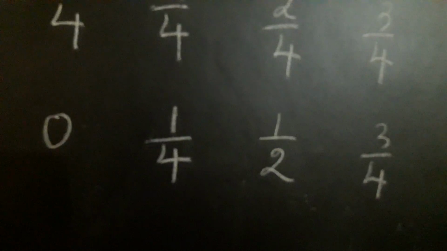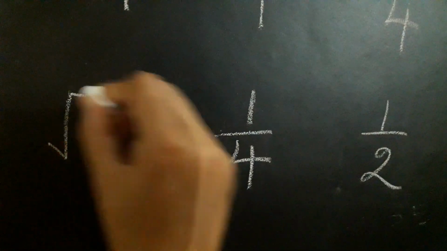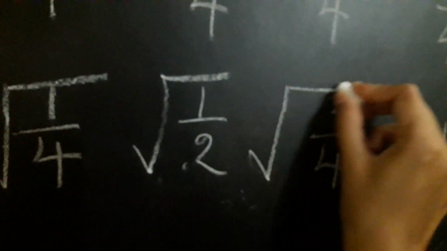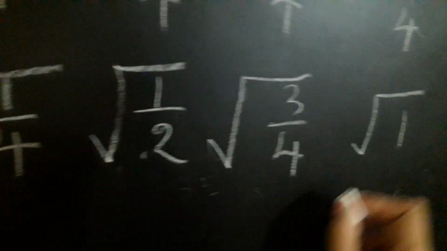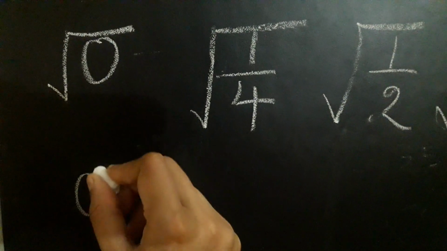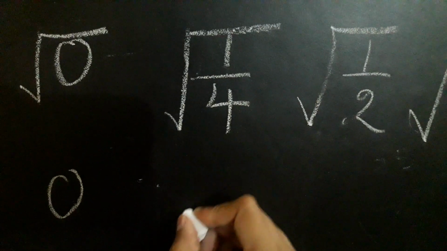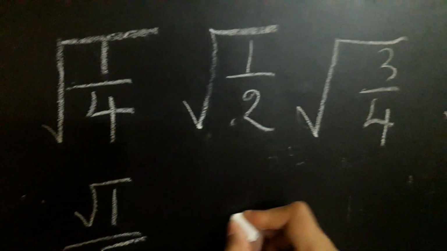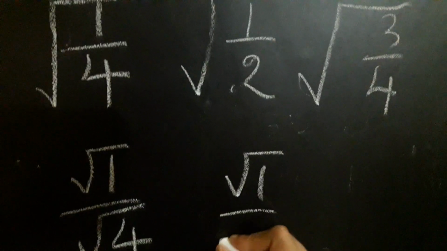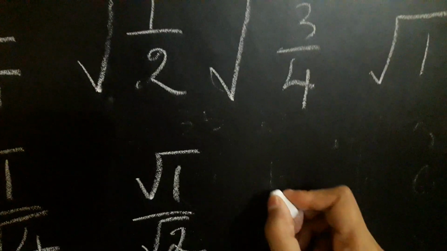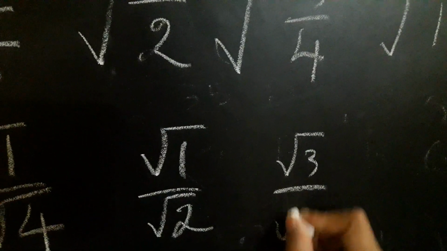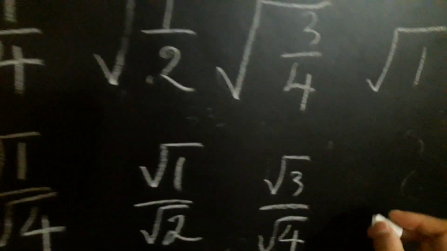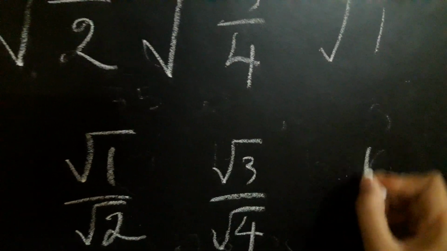Now I'm going to take the square root of each of these. Square root of 0 is 0. Square root of 1 by 4 is root 1 by root 4. Square root of 1 by 2 is root 1 by root 2. Square root of 3 by 4 is root 3 by root 4, because root of a divided by b is root a by root b. And root of 1 is 1.